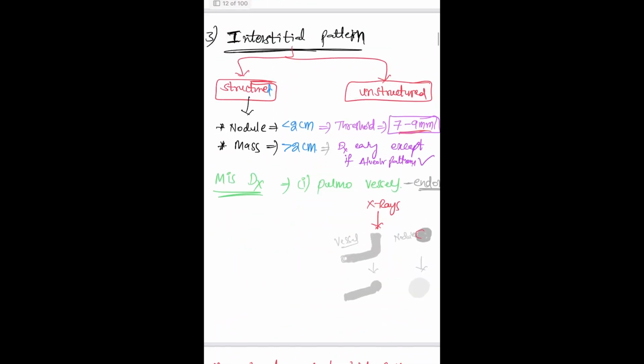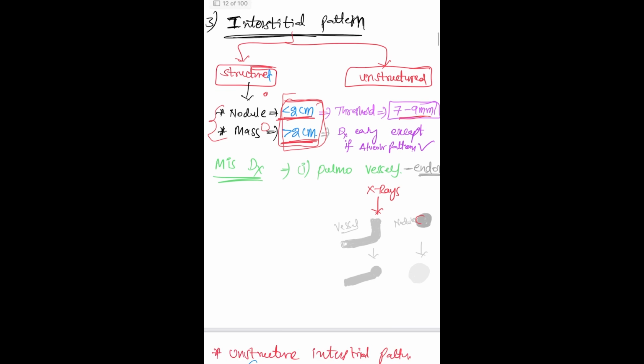So now see the interstitial pattern. The structural interstitial pattern includes the nodules and the masses. We know the nodule can be round and the mass is also almost round but varies in size, where the nodule is mostly less than 2 centimeters and the mass is mostly more than 2 centimeters. So this size is important in order to categorize the small structures, whether they come under the nodule or mass.